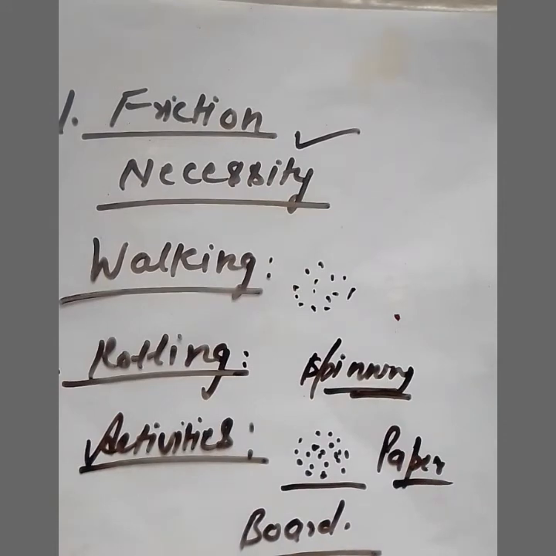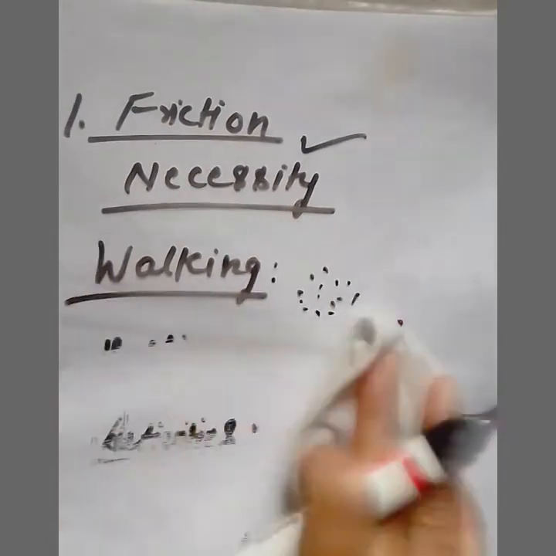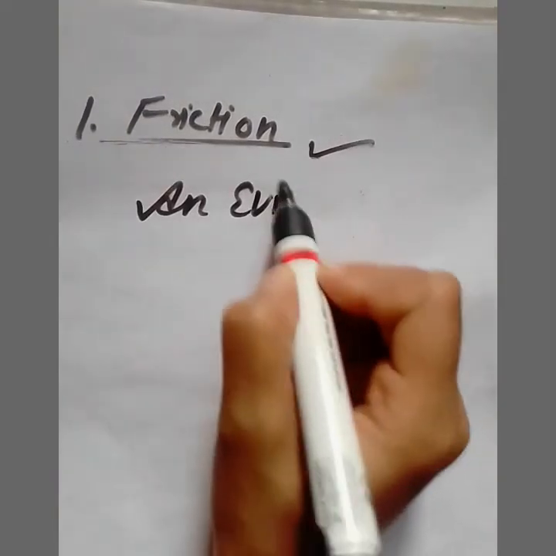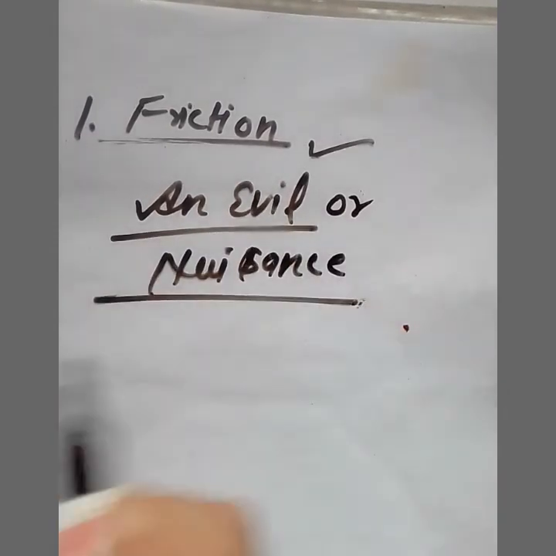After this, now we will take the negative aspect of friction, means an evil or nuisance. So next I will take friction as an evil or nuisance, right? Means its disadvantage.